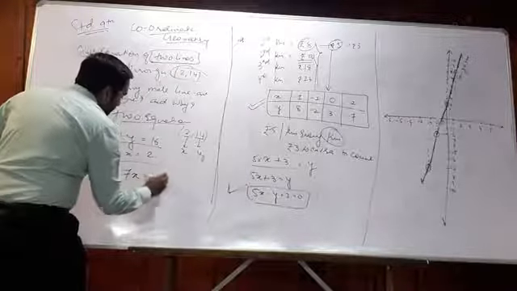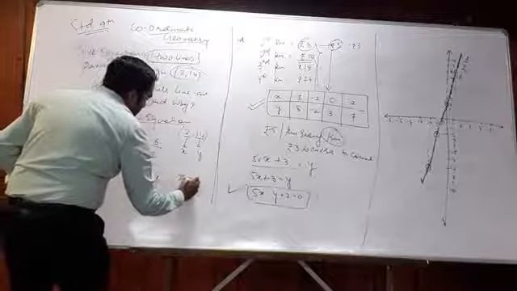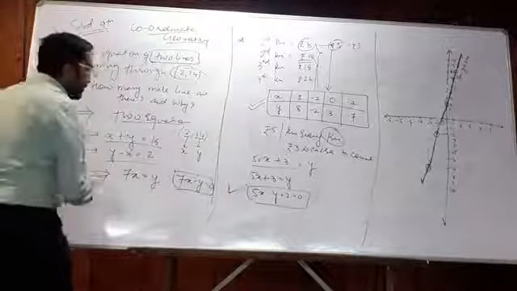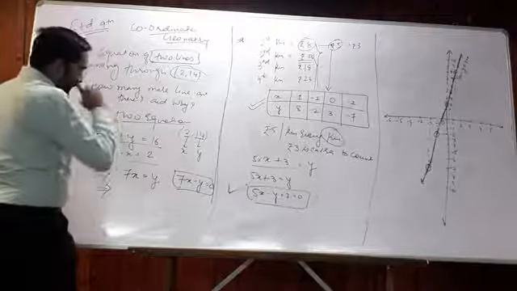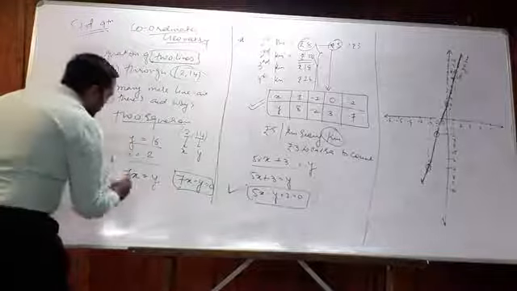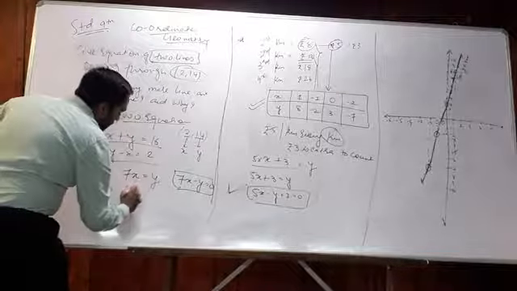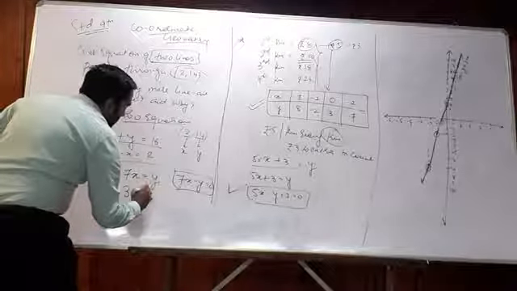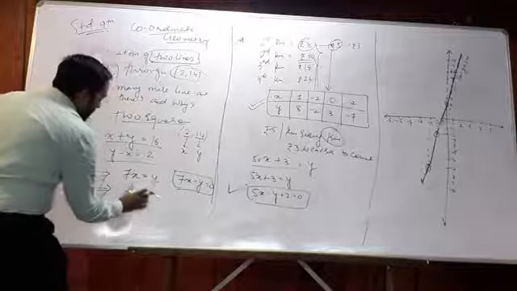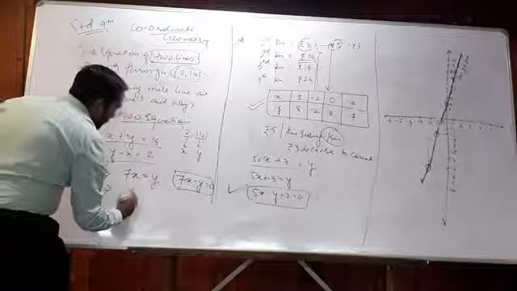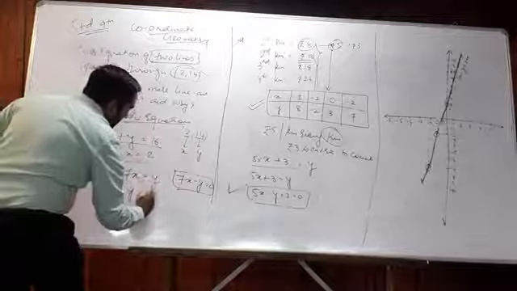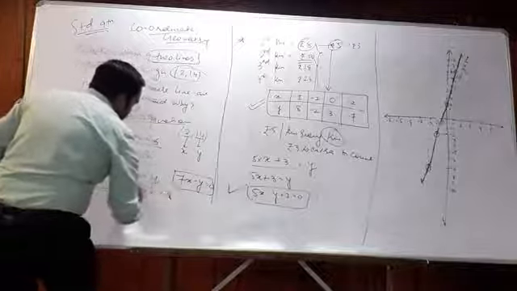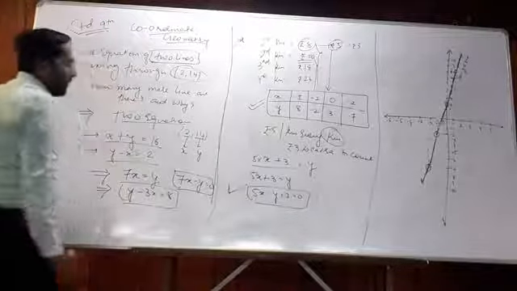7x equal to y, therefore 7x minus y equal to 0. This is my another equation, right? I'll make another: 3 into 2, 3 2s are 6. y is equal to 14 minus 6, that is 8. So my equation is y minus 3x equal to 8.